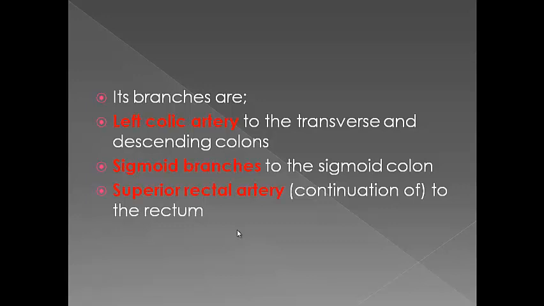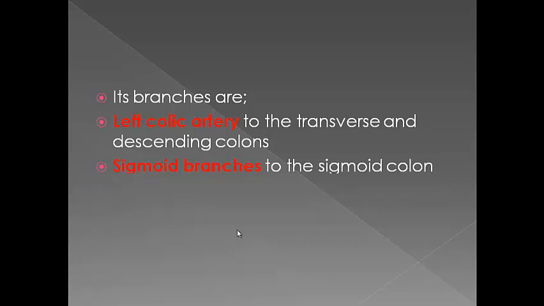So the inferior mesenteric artery doesn't technically terminate as branches, it just continues as a single artery, and you just basically change the name depending on where it is. So as soon as it reaches the rectum, you're going to refer to it as the superior rectal artery. Okay, so that wraps up the blood supply.